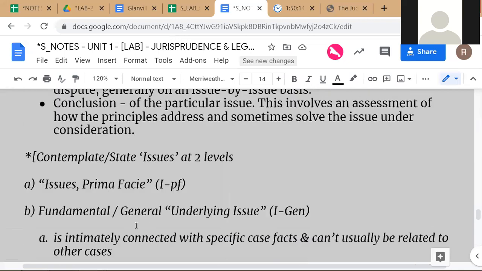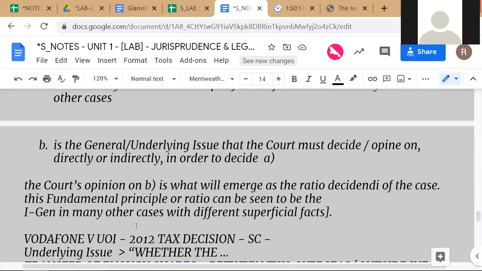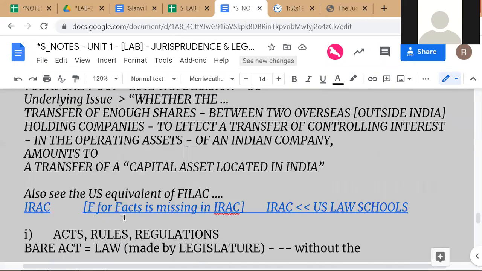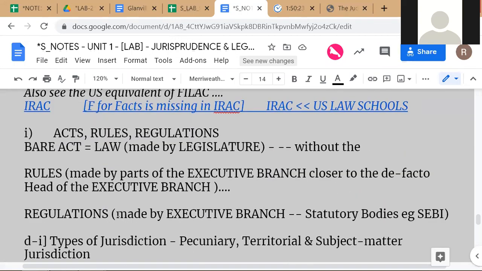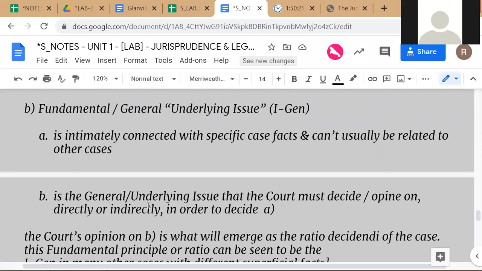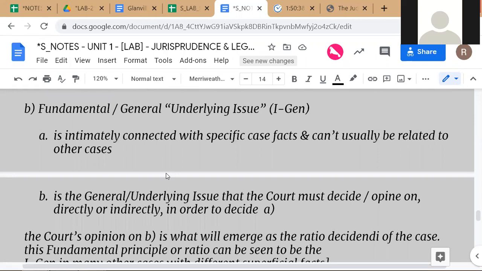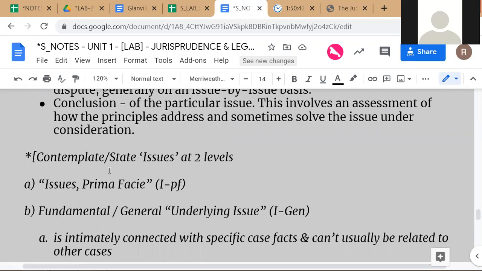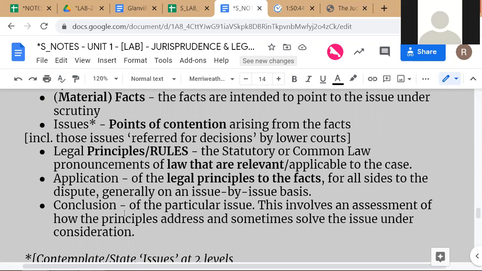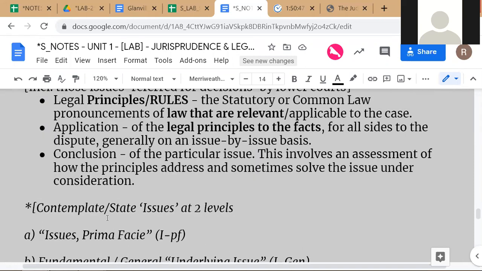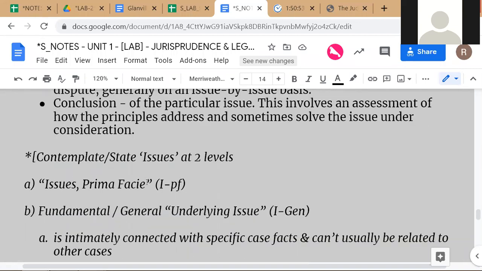And so in order to connect successfully to the ratio decidendi, okay, which is, where have I written that? Yeah. So the court's opinion on B is what will emerge as the ratio decidendi of the case. Okay. So therefore, it's important to also talk about the underlying issue. Okay. So there are two issues. So when I say talking about the issues in a particular case, you have to state the issues at two levels. Okay, which is first is we are calling that issues prima facie in the case.